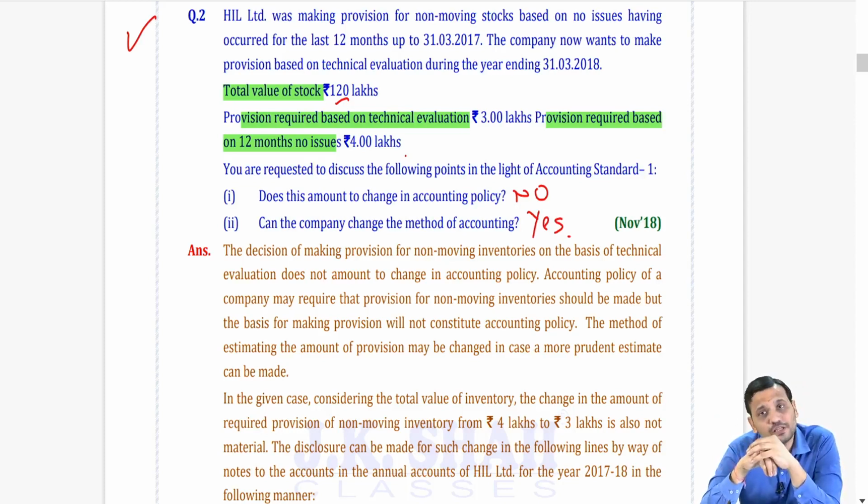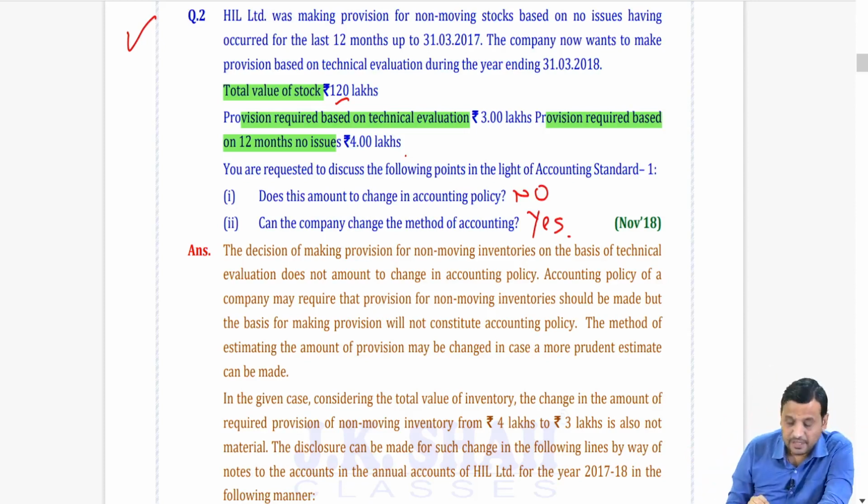Can you change the method? Yes, why not? An adoption of method, if it gives us more prudent estimates, then we have to change the method. Nothing wrong. The method can be changed. The decision of making provisions for non-moving inventories on the basis of technical evaluation does not amount to change in accounting policy. Accounting policy of a company may require that provision for non-moving inventory should be made, but the basis for making provision will not constitute accounting policy. The method of estimating provision may be changed in case a more prudent estimate can be made.